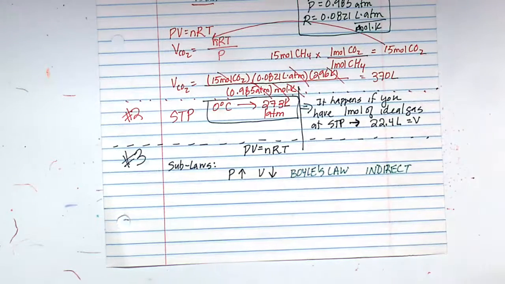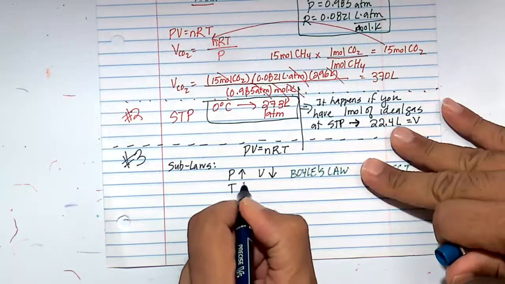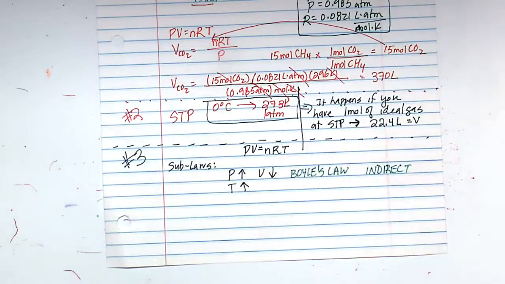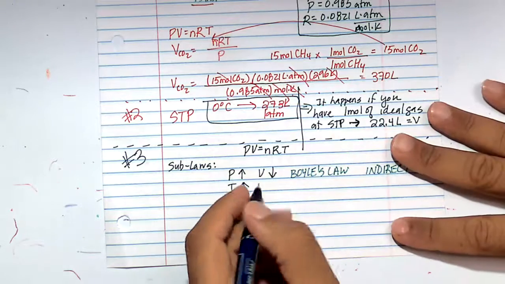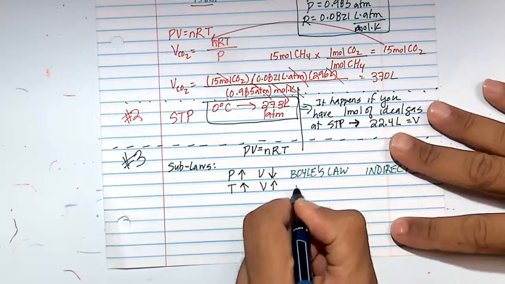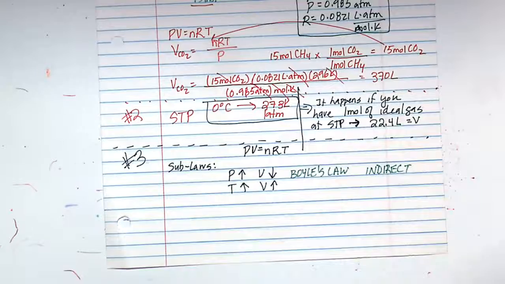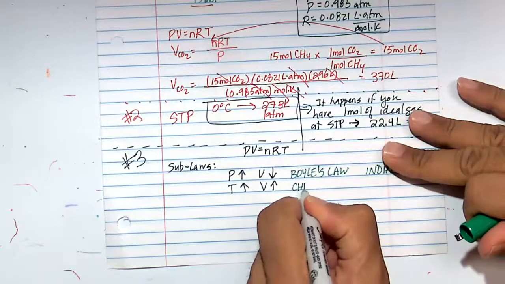As an example, if you increase the temperature of a gas, the gas actually expands. It pushes above the piston, like in your car. So if your temperature goes up, your volume goes up. This is called Charles' law, and it's direct. As one goes up, the other one also goes up.